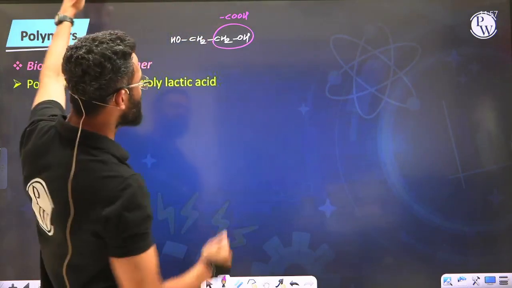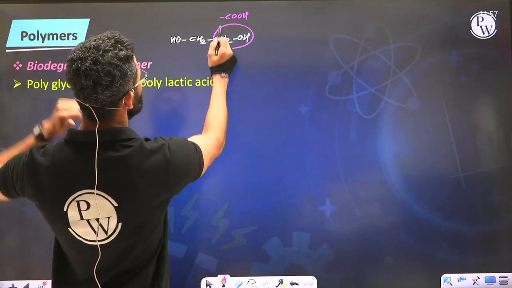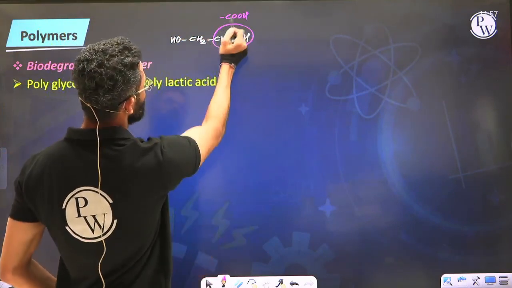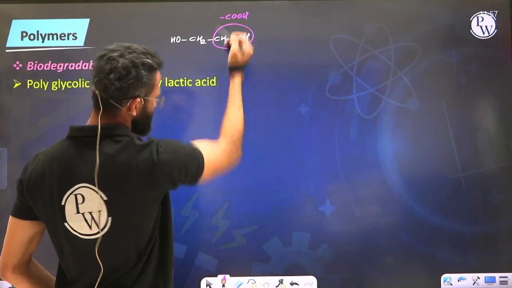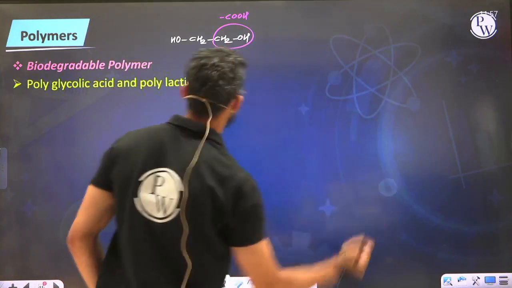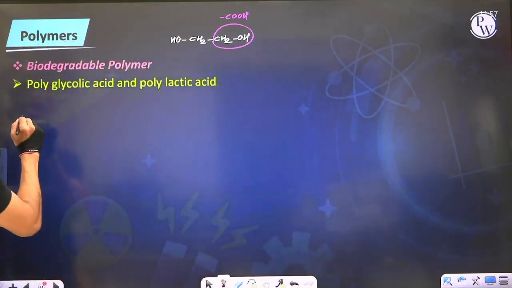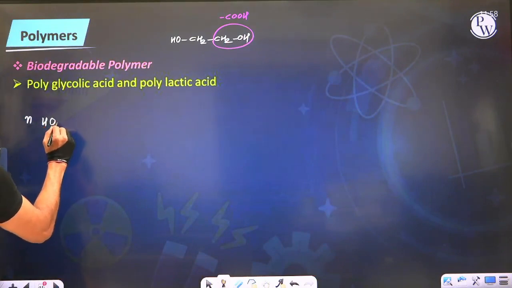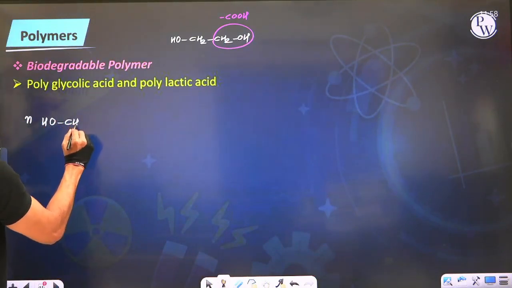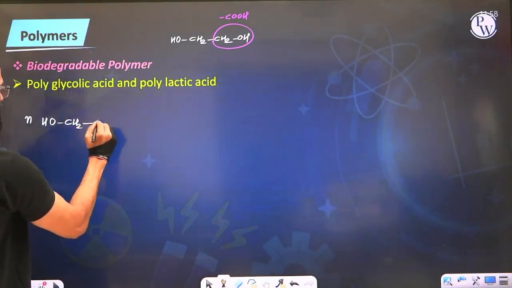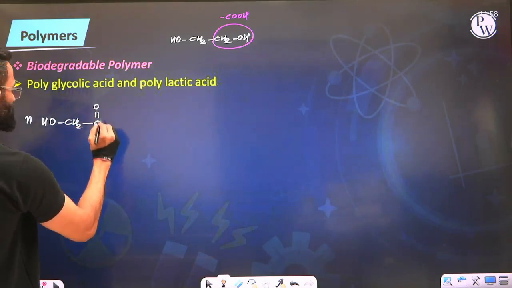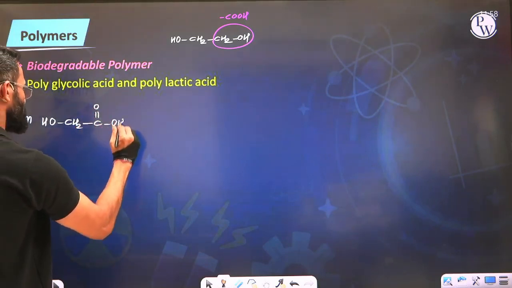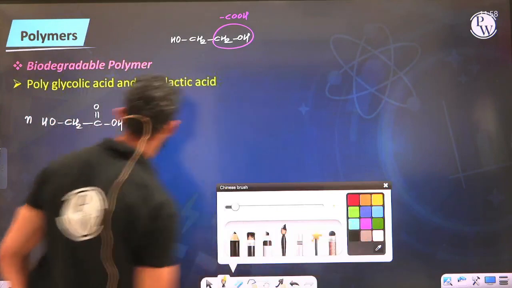So what is going to be glycolic acid? OHCH2COOH. A primary alcohol is oxidized to acid without any change in the number of carbons. So we represent it like this. We have n number of glycolic acid. So that is glycolic acid.